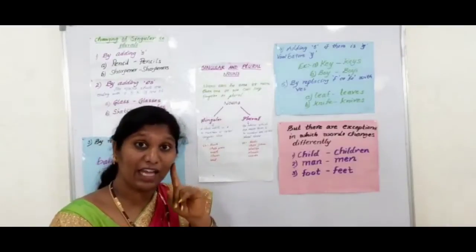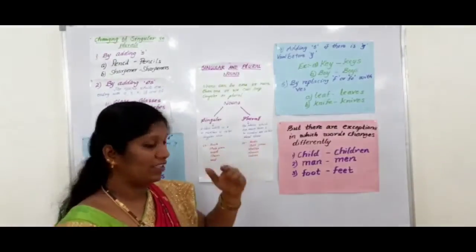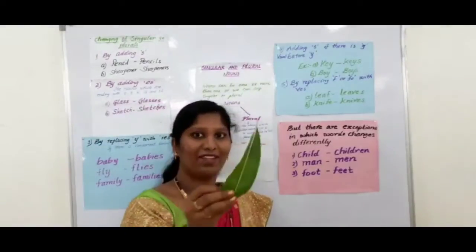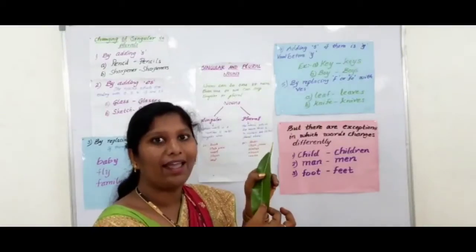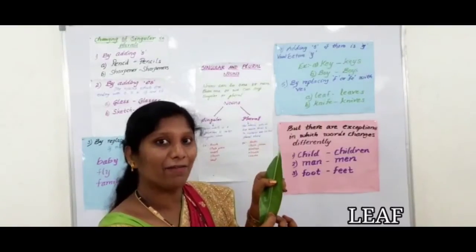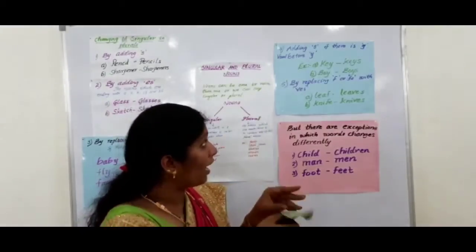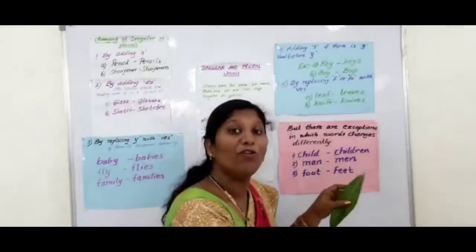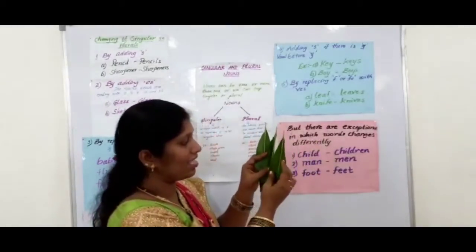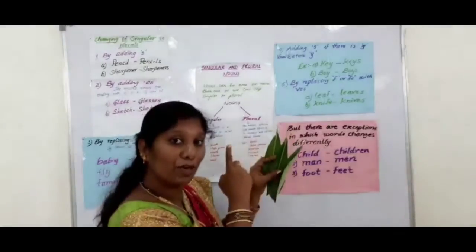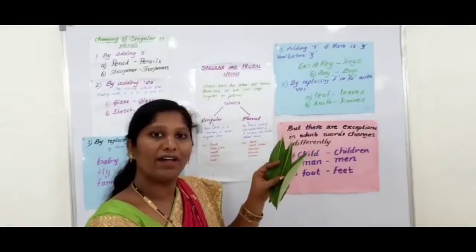So, you have to learn thoroughly. You have to check it clearly and you have to learn correctly, children. Okay? Once you observe, what is this? Yeah, it's a leaf. What is the spelling of leaf, children? L-E-A-F. So, what did you observe at the end? Which letter is there? F. So, F should be replaced with VES when it comes to plural. L-E-A-F, the F should be removed and VES should be put in place of F.